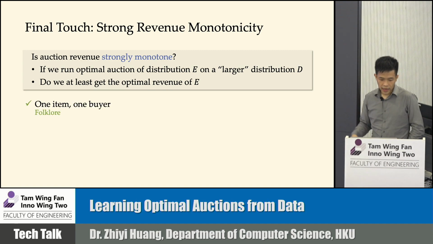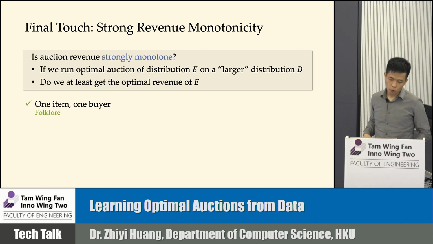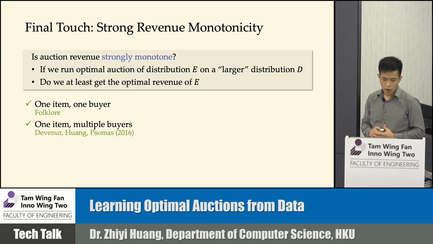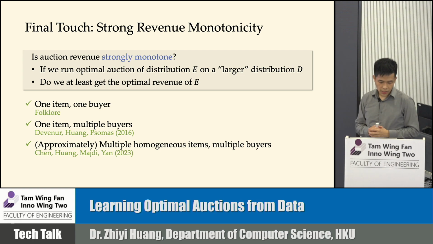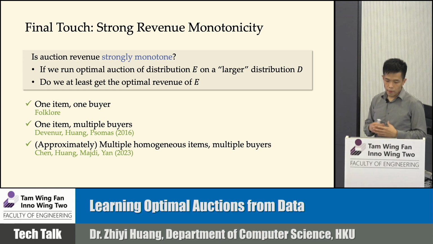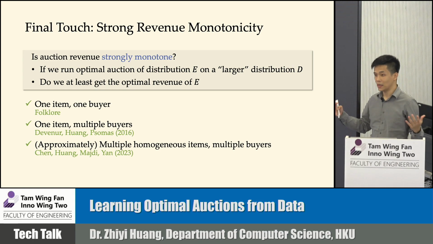Now it just turns out that in a sequence of work, as I mentioned, for one item, one buyer, that's folklore. About 8 years ago, 7 years ago, we showed that for one item and multiple buyers, this is also true. And just this year, we showed that for multiple homogeneous items, meaning multiple copies of essentially the same item, this is still approximately true.